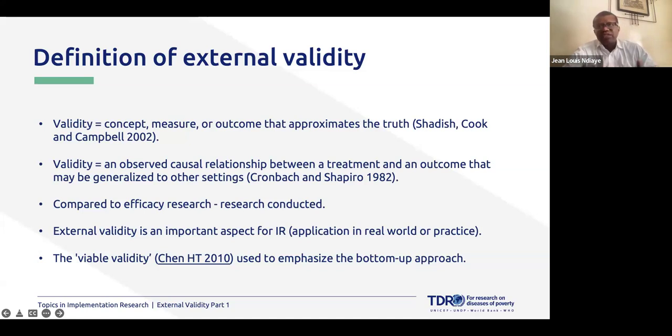And external validity is really a subset of validity. It refers to the extent to which an observed causal relationship found by the study between a treatment and an outcome may be generalized to other settings other than the setting where the causal relationship was first observed.